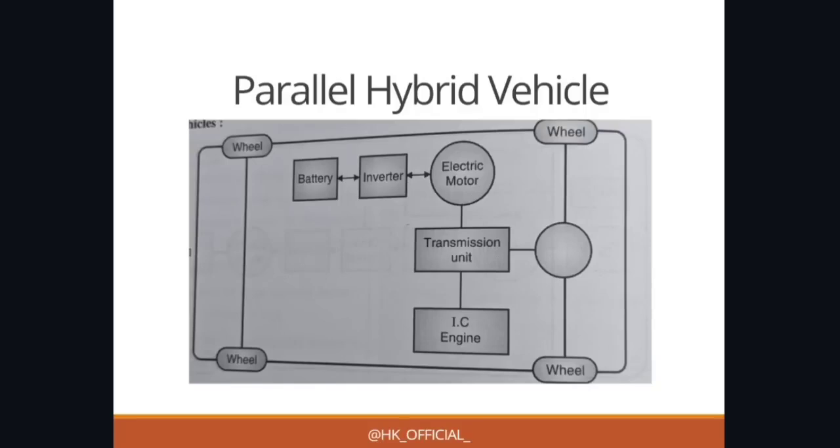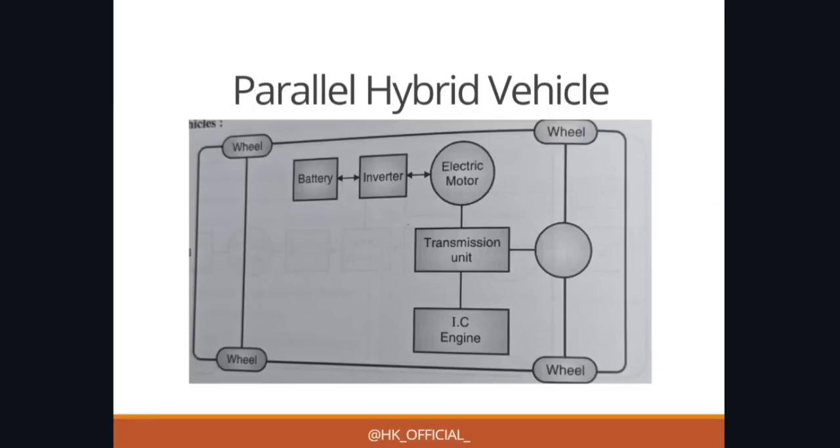You can see the layout in which four wheels are there, and you can take the electric motor, which is further connected to the inverter and battery. Then you can see the transmission unit and the IC engine. Now, what is different here is the IC engine. Okay, so here both the internal combustion engine and the electric motor are present. I think this is a very simple one. I have taken simple diagrams only for your better understanding. So here this is the parallel hybrid vehicle.